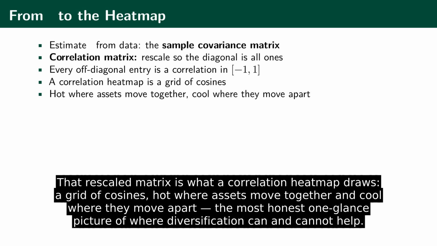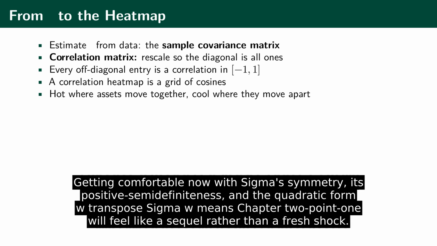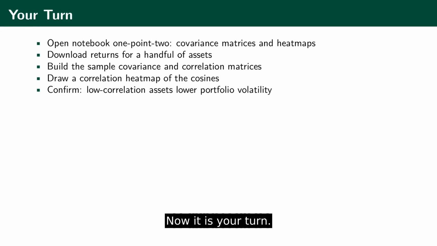Getting comfortable now with sigma's symmetry, its positive semi-definiteness, and the quadratic form W transpose sigma W means Chapter 2.1 will feel like a sequel rather than a fresh shock. Now it is your turn.